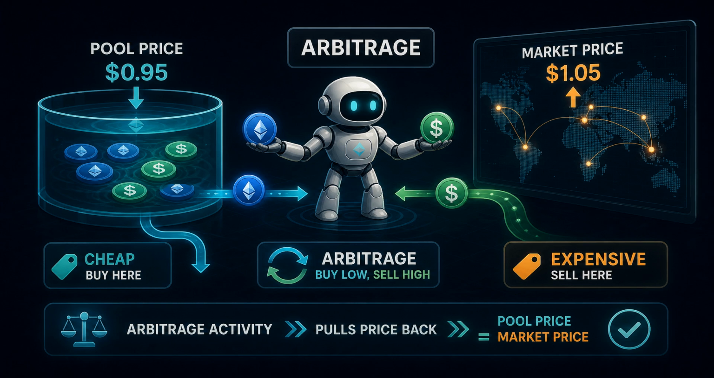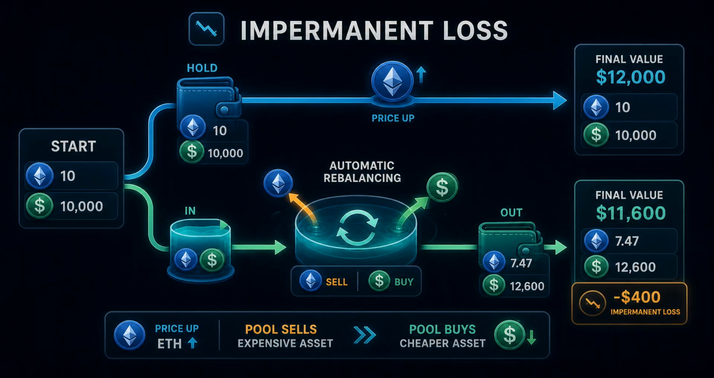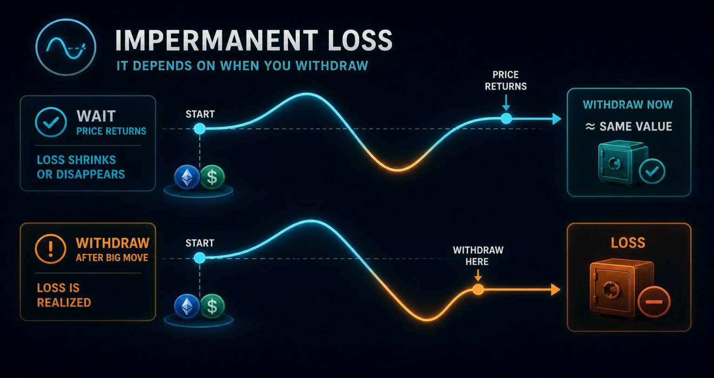Their activity pulls the pool price back toward the wider market. Impermanent loss is the difference between the value of your liquidity position and the value you would have had by simply holding the original tokens. It happens because the pool automatically sells some of the asset that becomes more expensive and buys more of the asset that becomes cheaper. The word impermanent can be misleading.